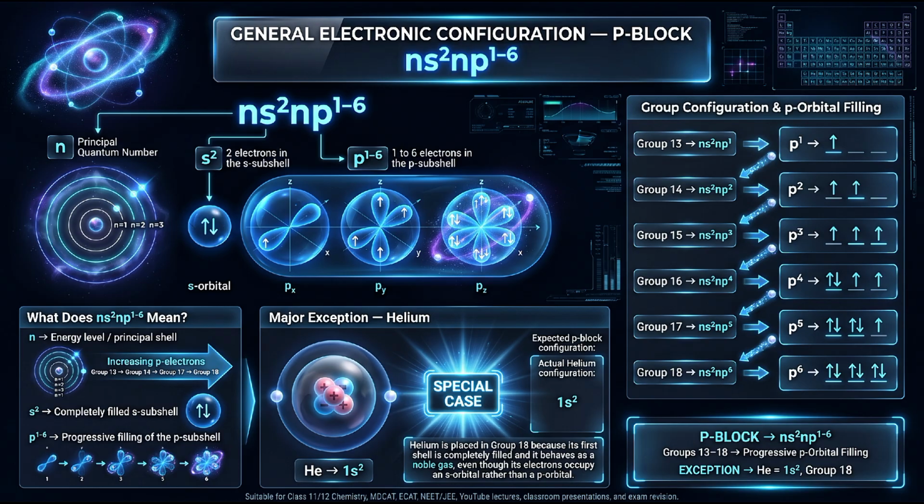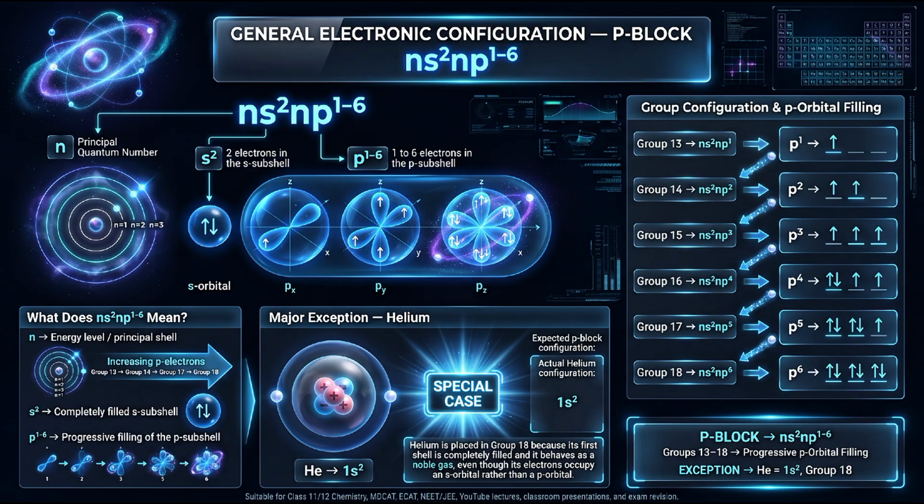comparatively low chemical reactivity. The relationship between group number and p electrons is therefore very simple. Group 13 corresponds to p1, Group 14 corresponds to p2, Group 15 corresponds to p3, Group 16 corresponds to p4, Group 17 corresponds to p5, and Group 18 corresponds to p6. If you remember this sequence, you can quickly determine the general electronic configuration of any main group p-block element.